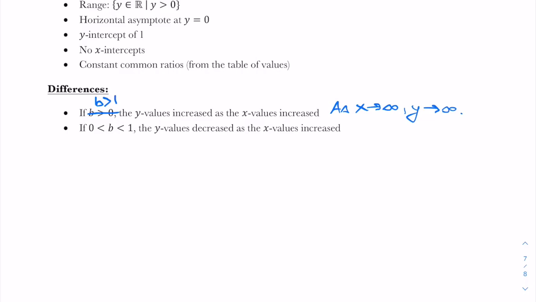And in the second case, when the base is a number between 0 and 1, we saw the opposite, that the y values decreased as the x values increased. In other words, as x approaches infinity, y approaches 0. And there you go, that's the exponential function.